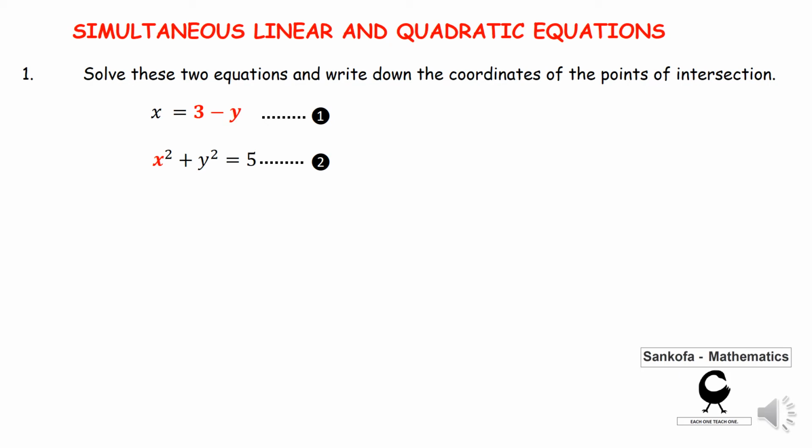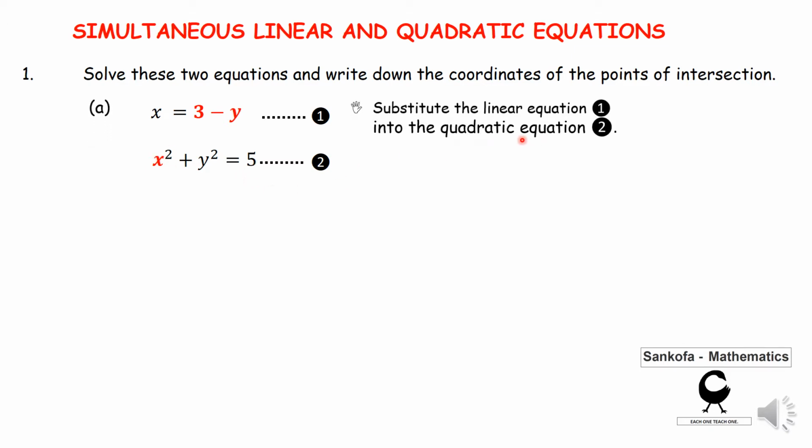So I am doing simultaneous linear and quadratic equations. That means you're going to solve a linear equation and a quadratic equation at the same time. Obviously, in the quadratic equations, you always see the little squares there. The objective here would be for you to take the linear equation, which is x equals 3 minus y, and substitute it into the quadratic equation for x there, because it's already x equals.